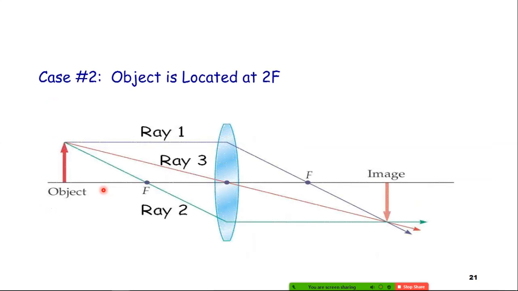Case 2 is the object located at 2F. At the point 2F the object is, and we draw the line parallel to the principal axis, and it goes through the focus. Ray 2 goes through the focus, and the refracted ray is parallel to the principal axis. Ray 3 goes through the optical center and goes in the same way in a straight line, and they meet at a certain point. Here we get an image that is a real image, realized on the other side of the lens.